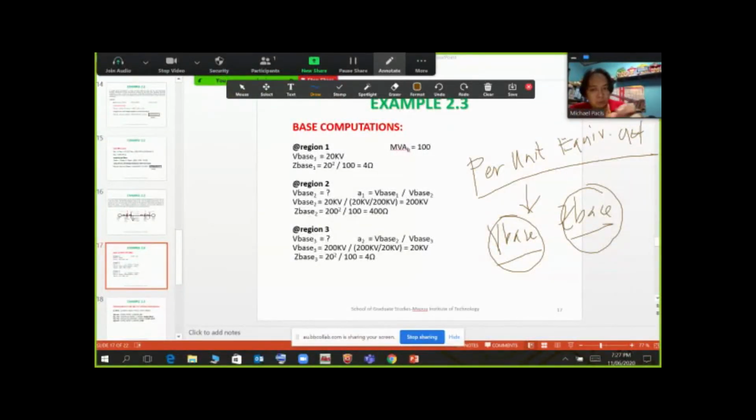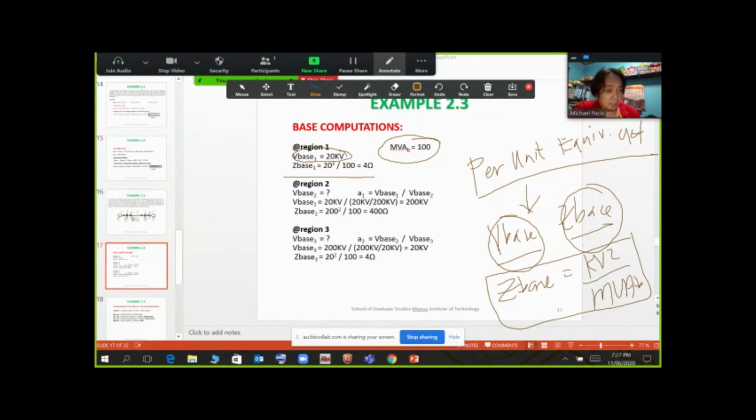If you do so, choosing V base as 20 kV and an MVA base of 100, we can get the impedance directly. By the way, there's a shortcut in getting Z base. As long as the voltage is in kilovolts and the S is in MVA, you can use the kV base squared all over MVA base formula. Thus, this is what happens here: you have 20 squared all over 100, and the answer is 4.